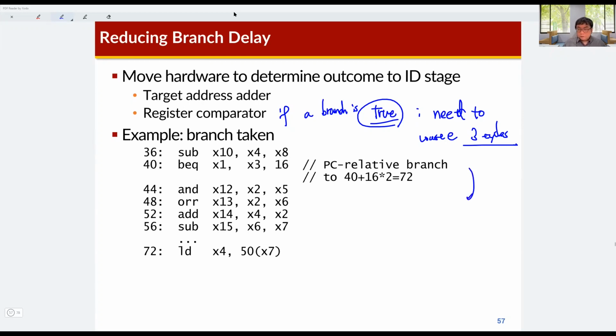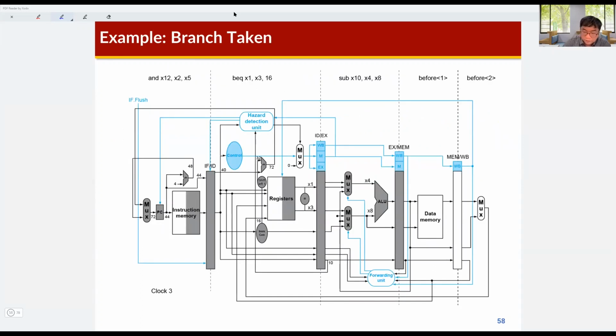Then actually the textbook shows how to reduce these wasted cycles. One possible way is that, as you can see, this data comparator is added at the very next of the outputs of the register file. So this hardware is added. Then what is the benefit?